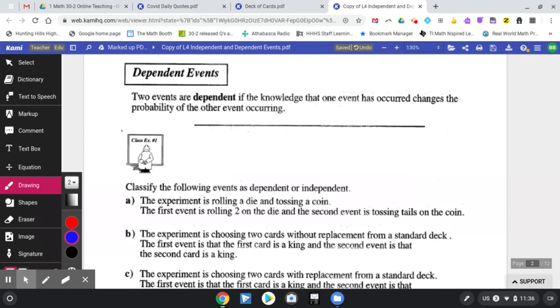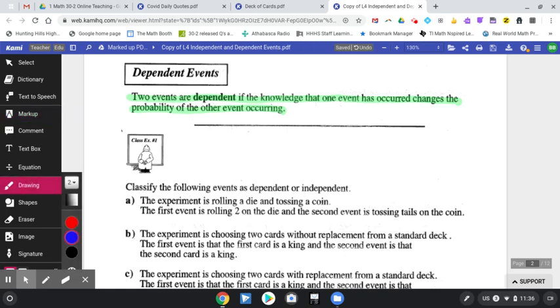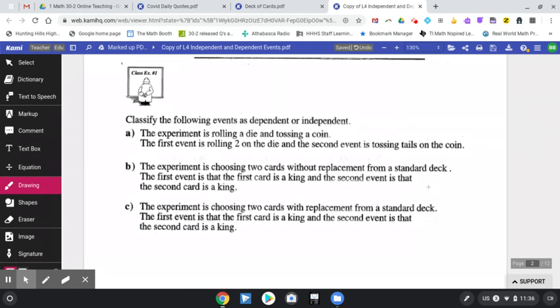And here's our definition. Two events are dependent if the knowledge that one event has occurred changes the probability of the other event occurring. So example 1, all we're going to do here is classify the events as dependent or independent. So please hit pause and give these ones a try.